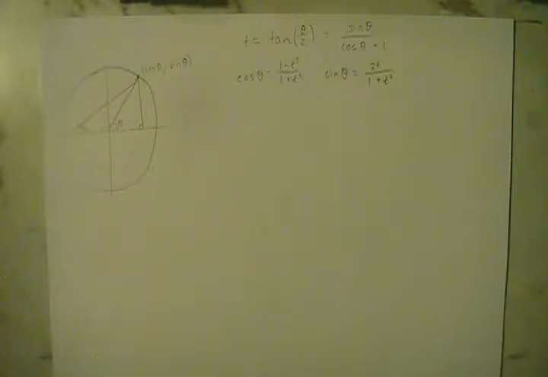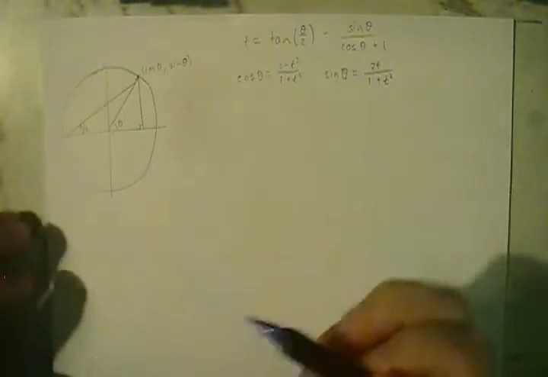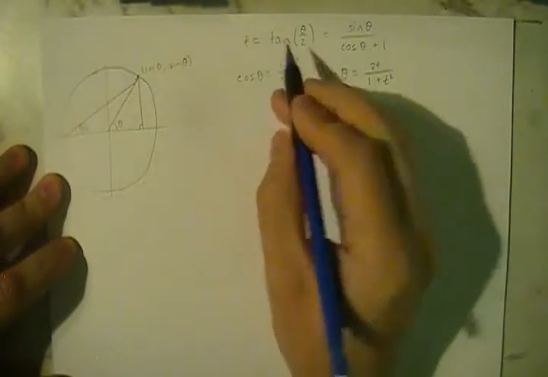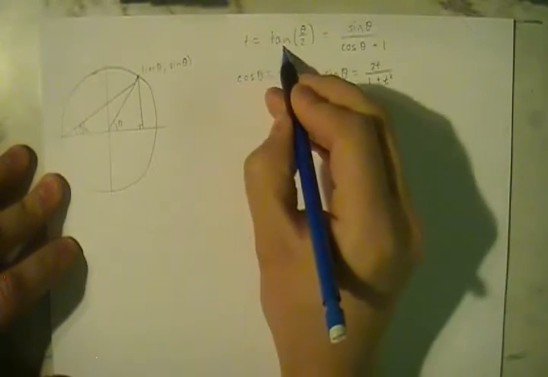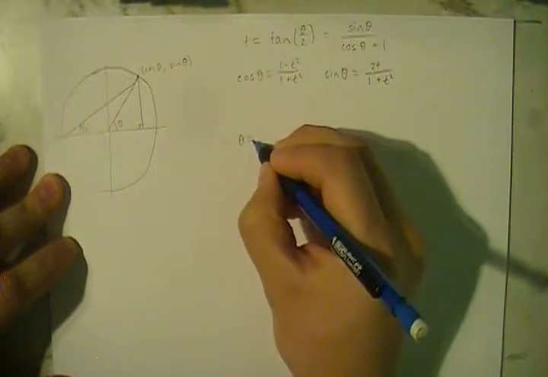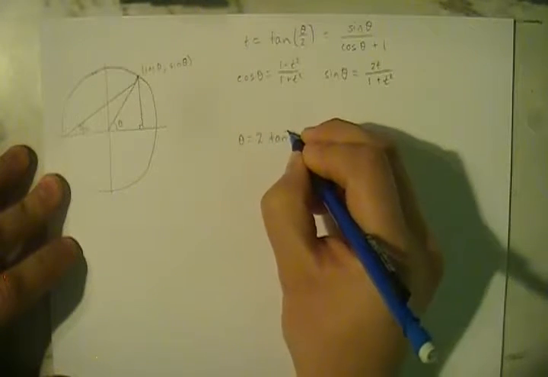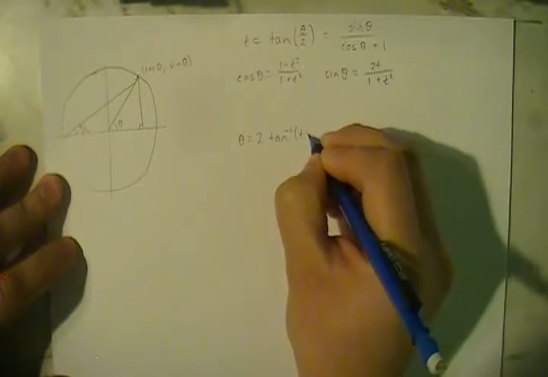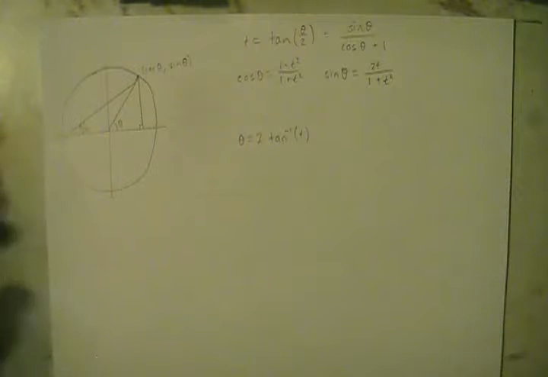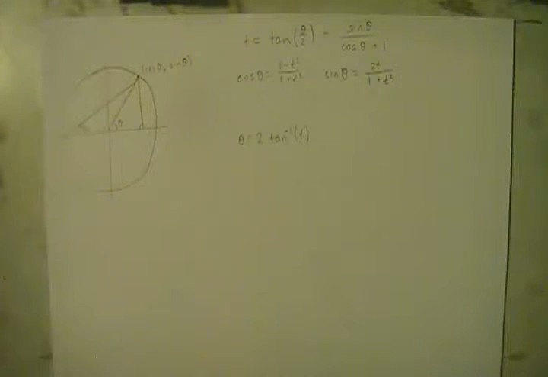So what I want to show now is theta as a function of t. If I want to do that, I can take this fact here, that t is equal to the tangent of theta divided by 2, and I can write theta is equal to 2 times the inverse tangent of t. So now I have theta as a function of t.